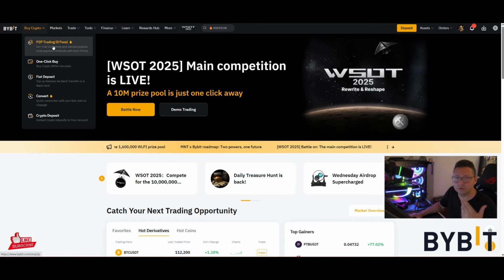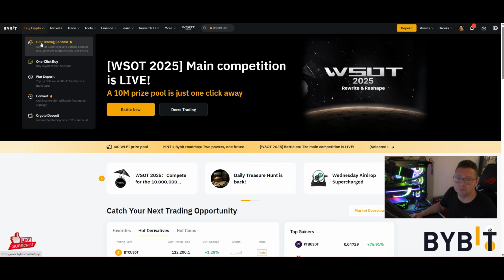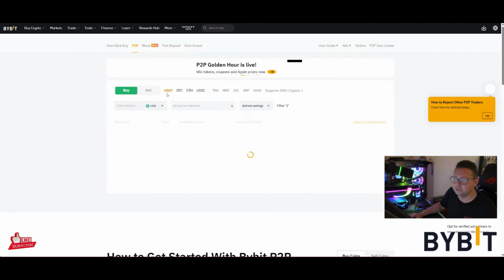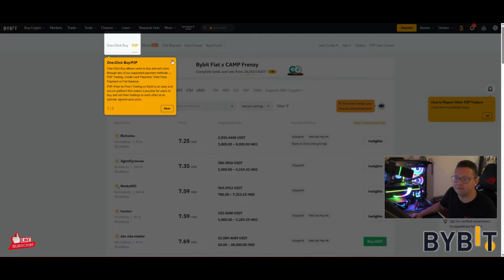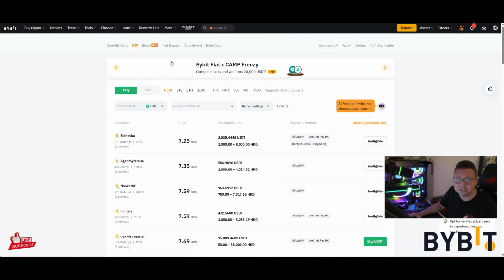That means with your local currency. You can use, for example, peer-to-peer trading, which also offers 0 fees. And with your local currency here, you can search other people around you that are basically available to buy cryptos with fiat in cash, in person, or directly here on the website.